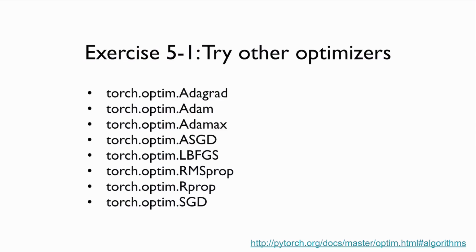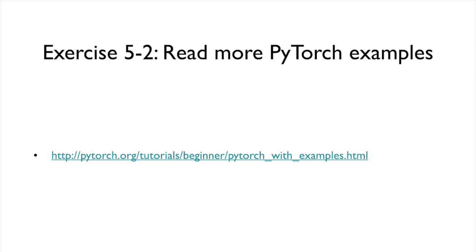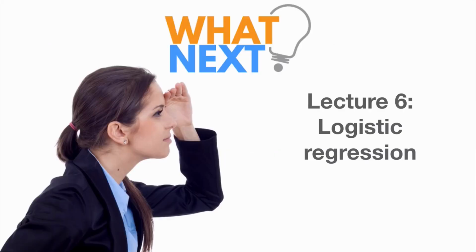There are some exercises we want you to do. In our lecture, we introduced SGD, but there are many other optimizers. Some are even much better than SGD. So you can try out other optimizers and see which one is better for your problem. Now you can basically understand the PyTorch concept, so you can read more examples to understand more about PyTorch. In our next lecture, we're going to talk about the basic building block of neural nets, which is called logistic regression.